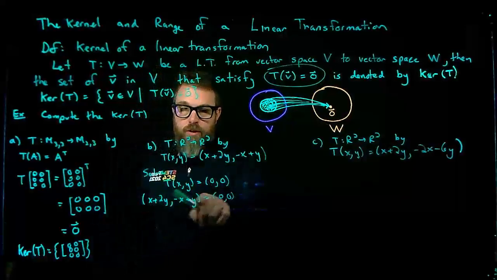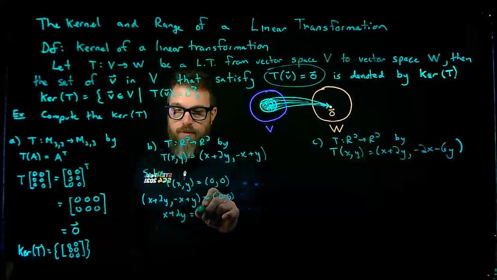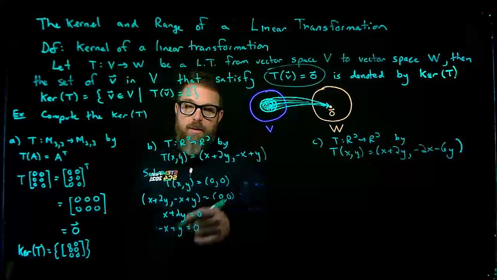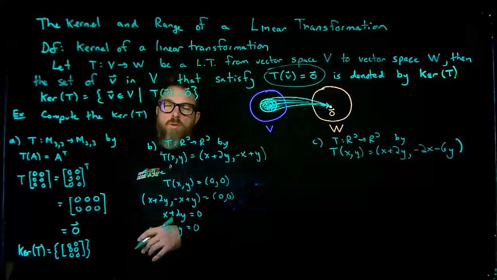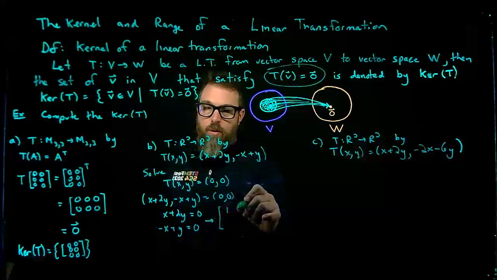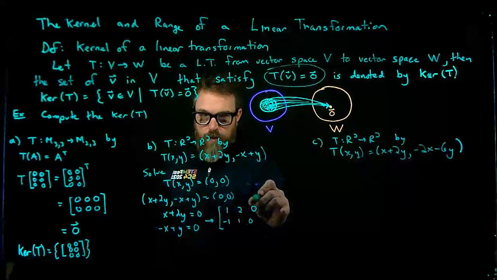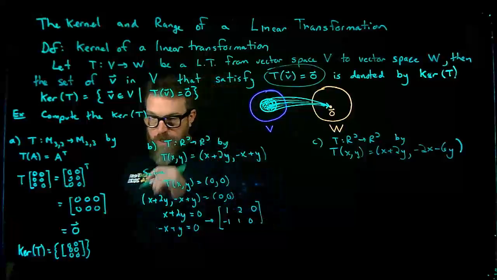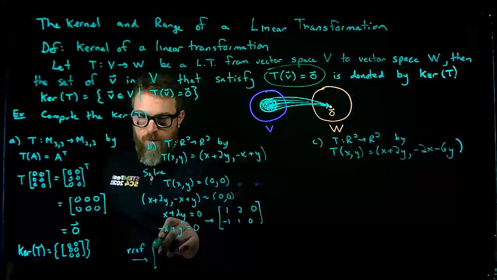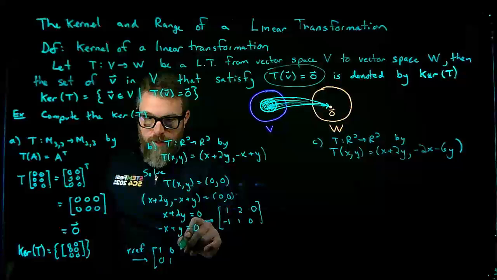So then, first component has to equal the first component, so x plus 2y would have to equal 0, and then negative x plus y would have to equal 0. And we can solve this through systems, or, since this is a linear algebra class and we've worked a lot of matrix work, this would be 1, 2, 0, negative 1, 1, 0. And what this will row reduce down to, reduced row echelon form, is 1, 0, 0, 1, and these will be zeros.